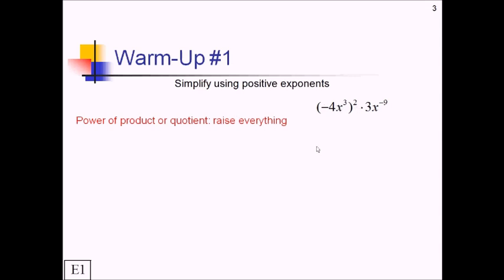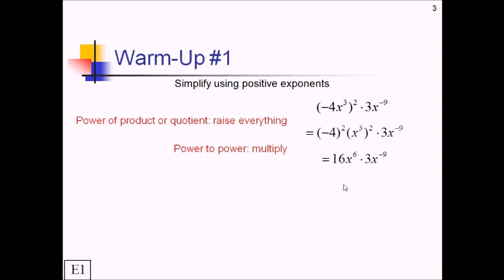So we'll have negative 4 to the second power and x to the third to the second power. Now, negative 4 squared, we probably know what that is already. That's 16. But when you have a power raised to a power, remember you have to multiply the powers. So this will be 16x to the 3 times 2, or x to the 6th. Next thing we have to do is multiply these two terms together.